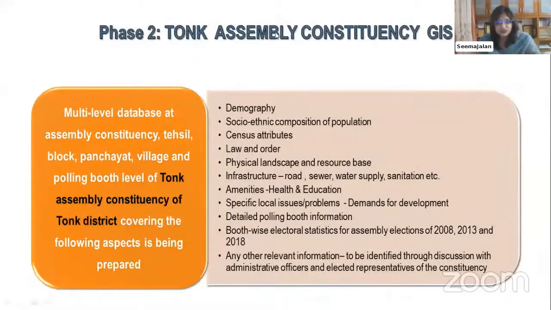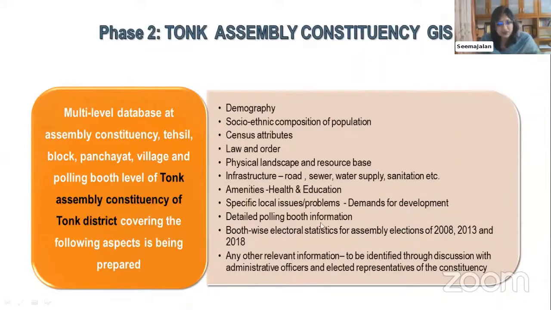Now coming to phase 2, the Tonk Assembly Constituency GIS. This is the main e-governance application where we have taken a lot of variables relating to the demography, the socio-economic composition of the population, census attributes, law and order, physical landscape, resource-based infrastructure, amenities, and so on. All these are based on an intensive field survey that we have conducted in the Vidhan Sabha. We have talked to the people and identified the local issues and problems that they are facing, their demands for development, and also the demands which may affect their electoral choices.